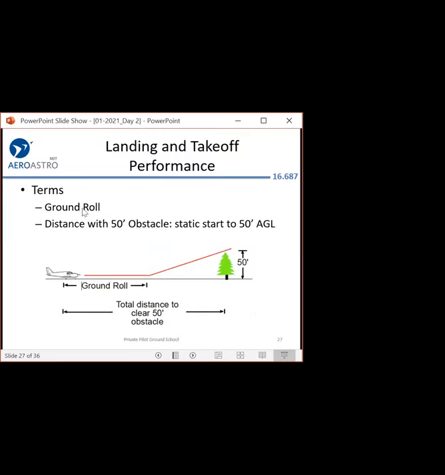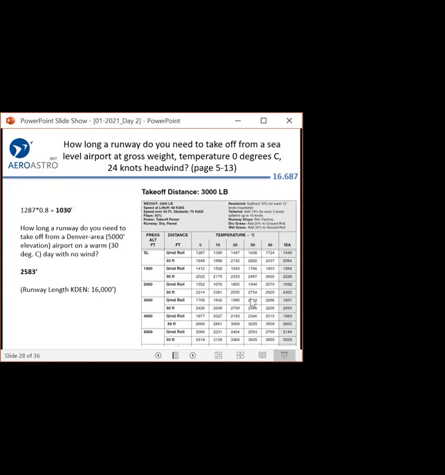Performance is also a lot related to the ground roll. There was a question in the chat earlier about the ground roll distance, so you can see that depicted here. And then what's the distance needed to clear a 50-foot obstacle? Oftentimes there will be trees or buildings near an airport, so this is very important to understand. There were some good questions about that, and part of the reason the assignment was a little bit ambiguous was to get people to think about that.